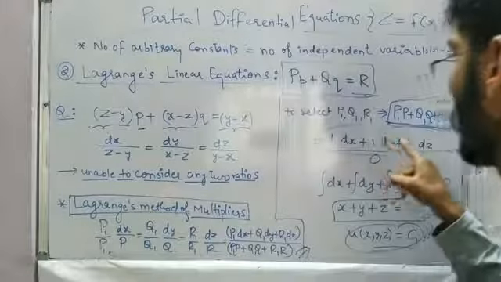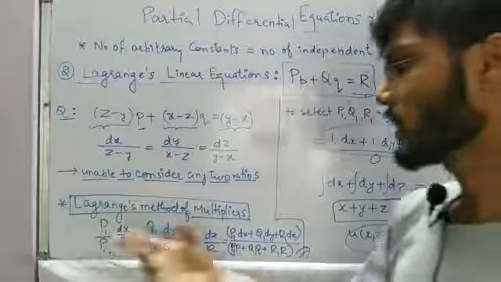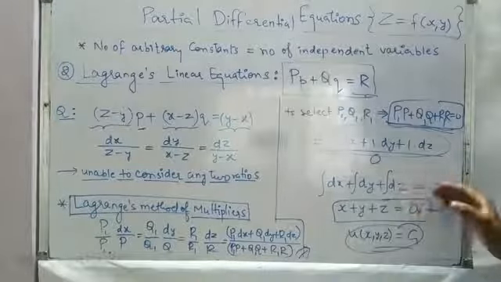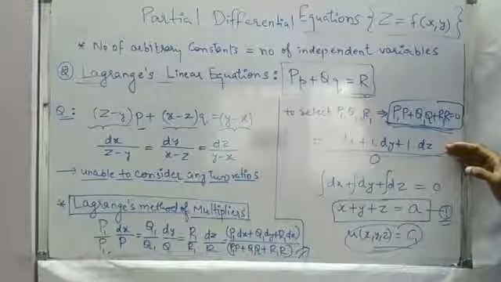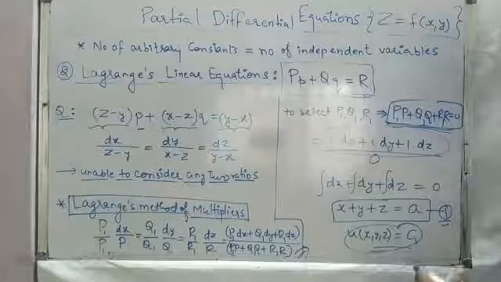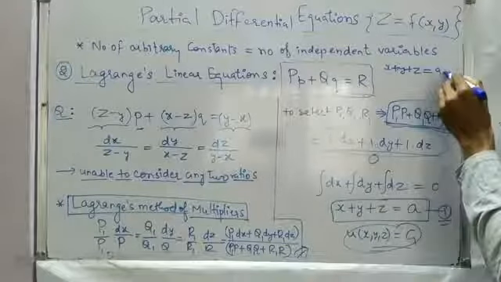We'll have to make p1p plus q1q plus r1r is equal to 0 with the other set of possible multipliers p1, q1 and r1, and then we'll have to again equate the numerator as 0, and we'll have to come up with another possible function. So for now we'll take this particular function over here, x plus y plus z is equal to a.